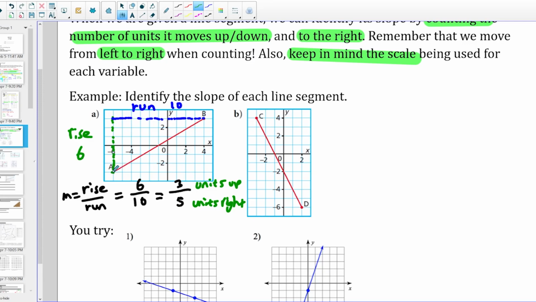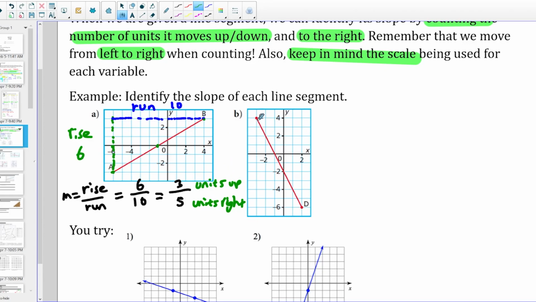So if we were to use the slope of 3 over 5 to figure out what my other point is on this line, we can say that we're going up 3 and then over 5 to the right. If we were to do it one more time, up 3, 5 to the right, we'd see that we'd arrive at point B. So we know that we've done this question correctly.